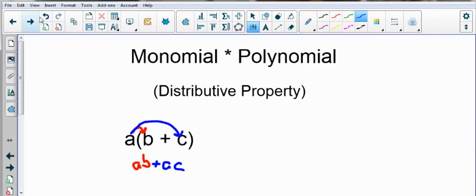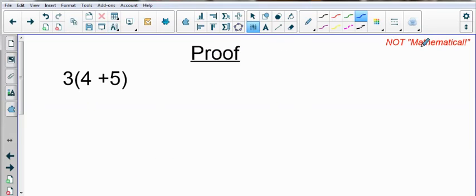Now, we're going to show ourselves that this works. So we're going to do a proof. This is not a mathematical proof. You have to quote the laws and the theorems and all that other stuff. We're not doing that. We're just going to show ourselves how this works. So on the left side, we're going to write 3 times the quantity 4 plus 5. And we're going to go ahead and use GEMDAS. So 4 plus 5 is 9. So we've got 3 times 9. So we know that that equals 27. All right. And in the next video, I'm going to show you how to do this with the distributive property.